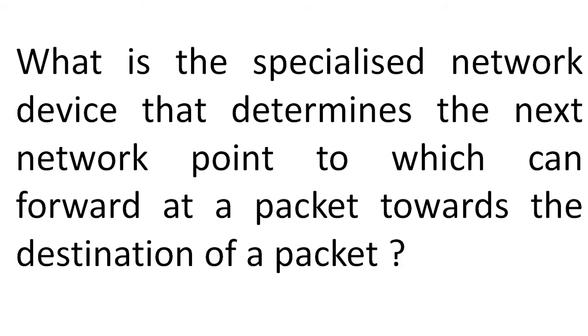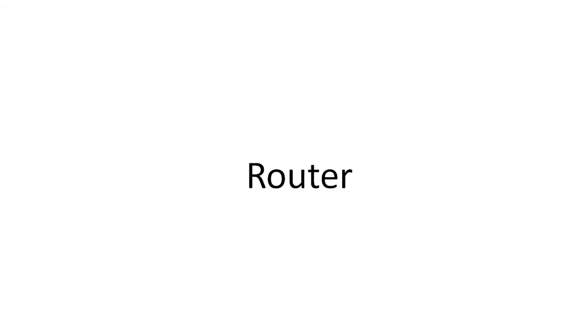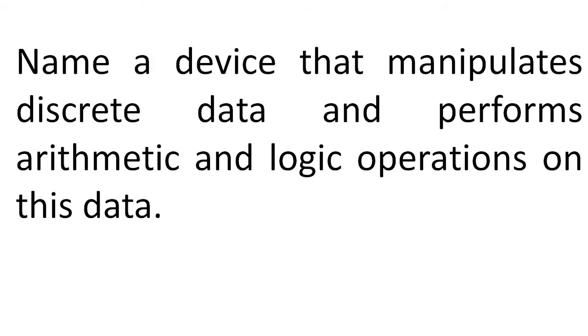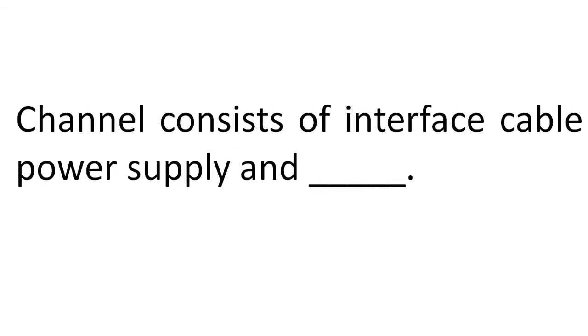What is the specialized network device that determines the next network point to which it can forward a packet towards the destination of the packet? The correct answer, router. Next question. Name a device that manipulates discrete data and performs arithmetic and logic operations on this data. The correct answer, digital computer. The next question. A channel consists of interface cable, power supply, and dash. The correct answer, controller card.